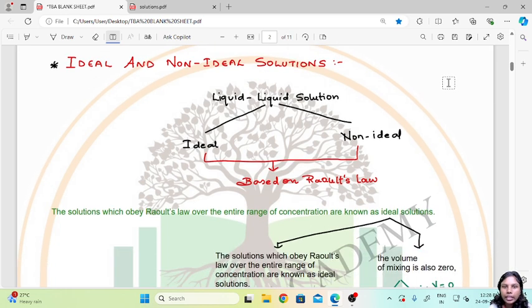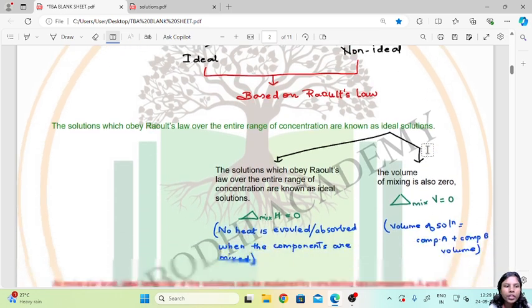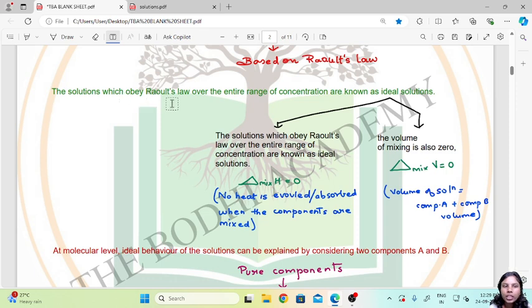Now the liquid solutions, in which the solvent is a liquid and the solute is also in the liquid state, can be classified into two categories, that is ideal and non-ideal, based on the behavior they show towards Raoult's law. Now the solutions which obey Raoult's law over the entire range of concentration are known as ideal solutions.